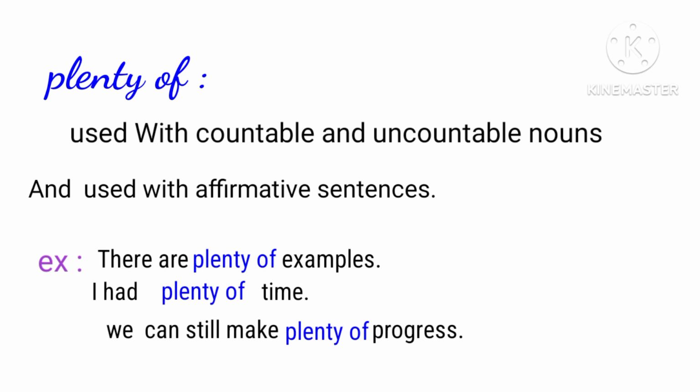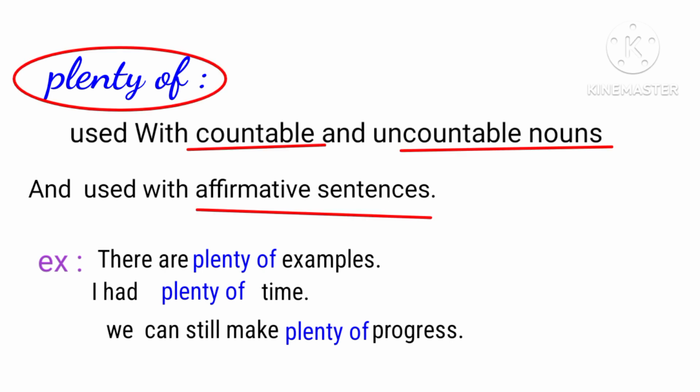The last quantifier, plenty of, is used with countable and uncountable nouns and used with affirmative sentences. Example: there are plenty of examples. Here examples is a countable noun, sorry. And I had plenty of time, uncountable noun, and we can still make plenty of progress. Here plenty of is used with countable and uncountable nouns.